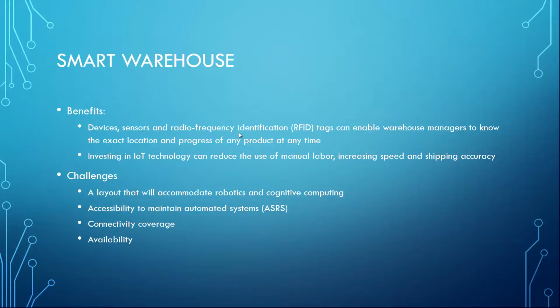Some of the challenges that might face the company are the need for a layout that will accommodate robotics. When you are using the robotic arm, or these big machines, then you need space to accommodate the robotics and the cognitive computing, accessibility to maintain the automated system, and connectivity coverage, availability and security of the Wi-Fi that connects all these devices together. So we need to consider those things, as those might be challenges to accommodate in a warehouse.